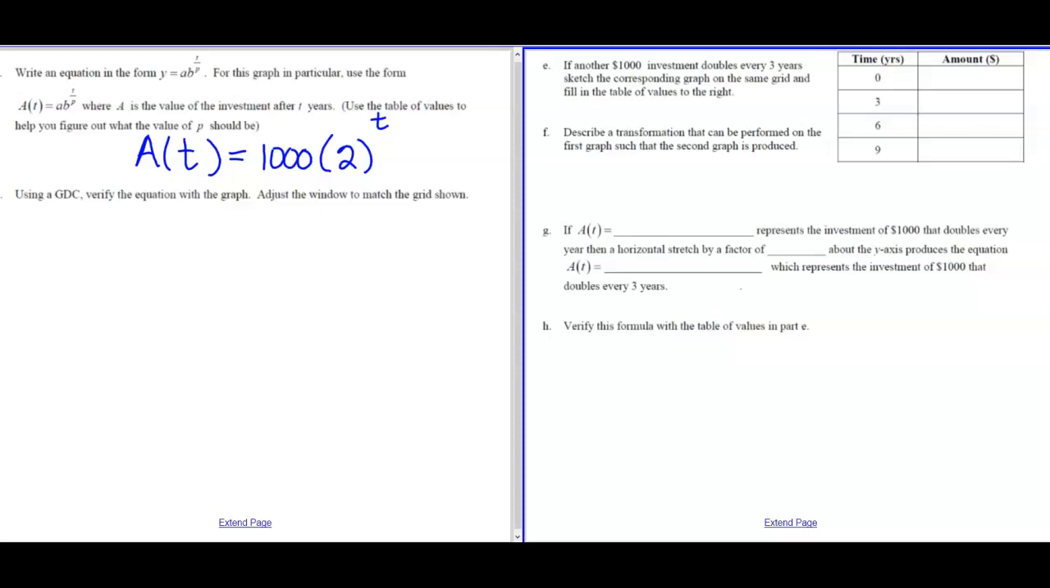Okay, so here's a different situation. $1,000 invested doubles, but now every 3 years. So 1,000 to start. After 3 years, it will have doubled. Another 3 years, it will have doubled. Another 3 years, it will have doubled. So we're entering the same values, but our time values are different.